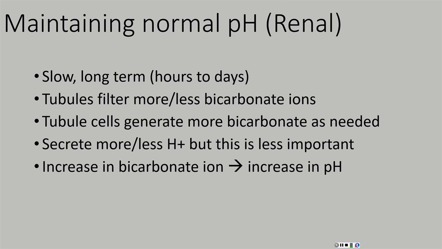a lot less significant. It's really the bicarbonate ions that the kidneys maximize use of regarding pH. If you are too alkaline, your kidneys will get rid of more bicarbonate. If you're too acidic, your kidneys will generate and reabsorb more bicarbonate, because bicarbonate, in addition to being a buffer, is an alkali. So if we increase the bicarbonate ion concentration, we increase pH.